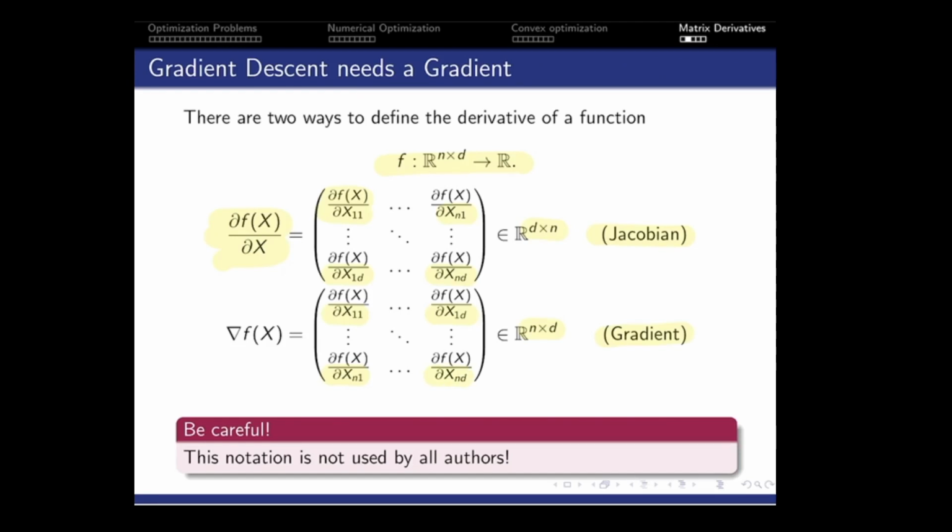Now this notation is not used by all authors, so be careful when you read some related literature. It might very well be that another notation is used, but most often this is the used notation, and it's also consistent with the ideas of gradient descent. So the gradient has to have, for example, the same dimensionality as the input space.